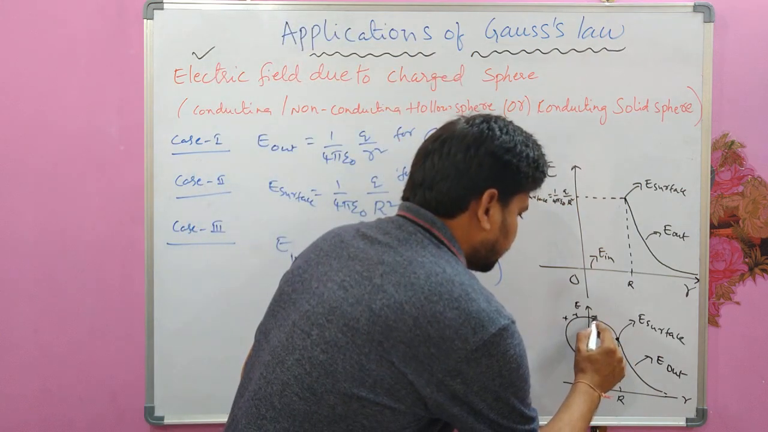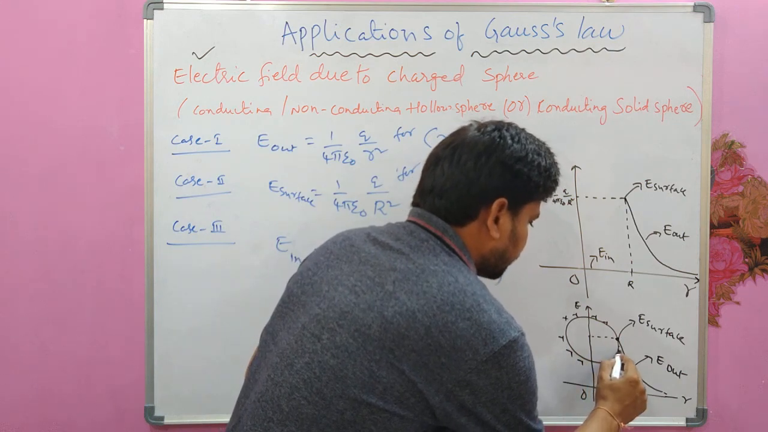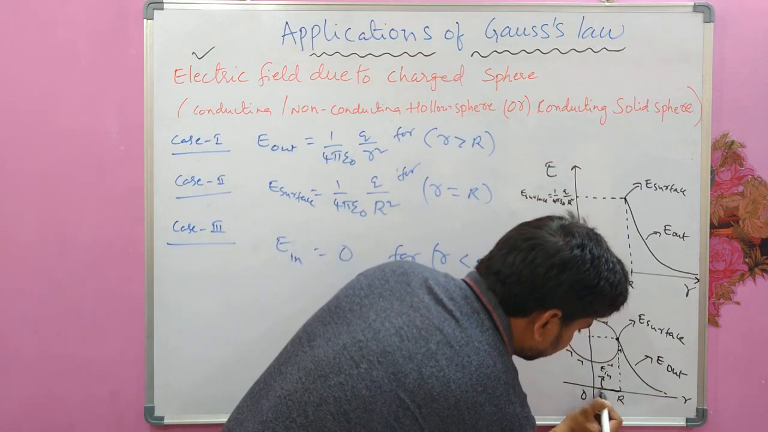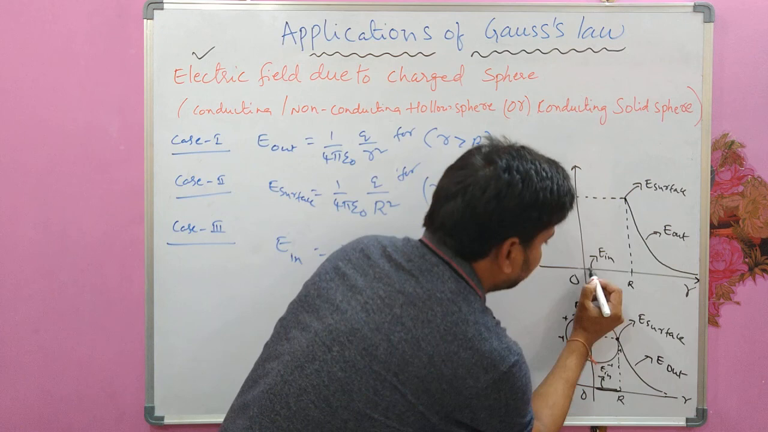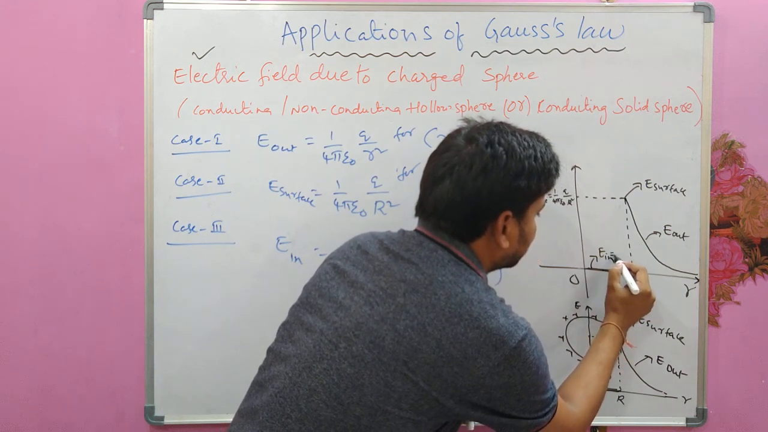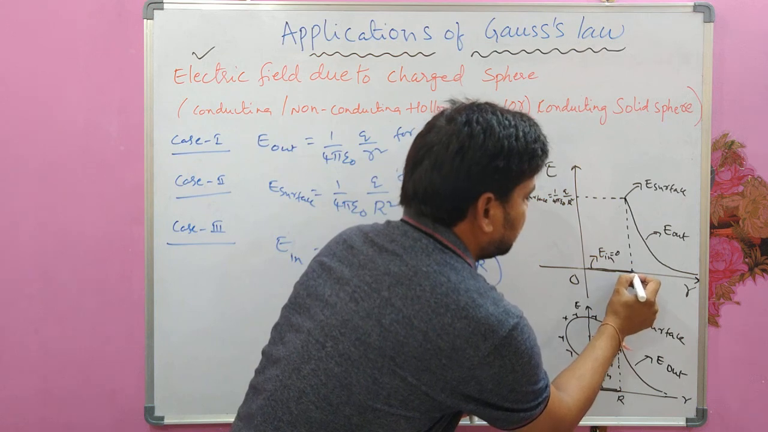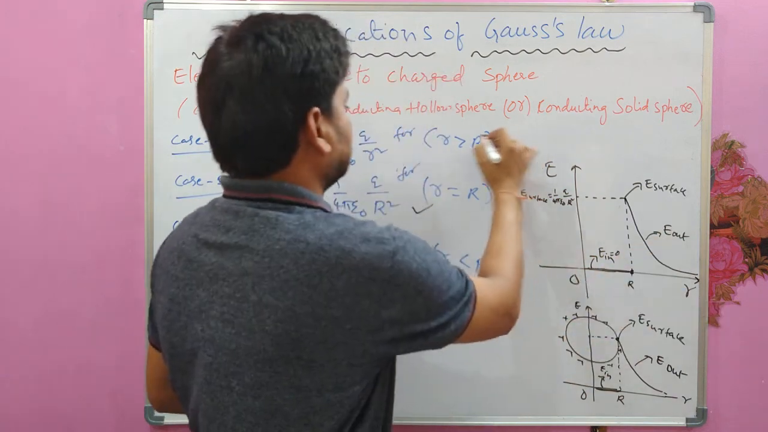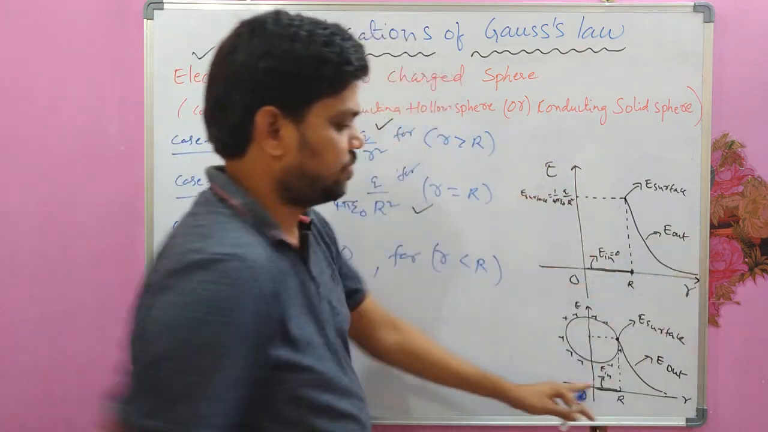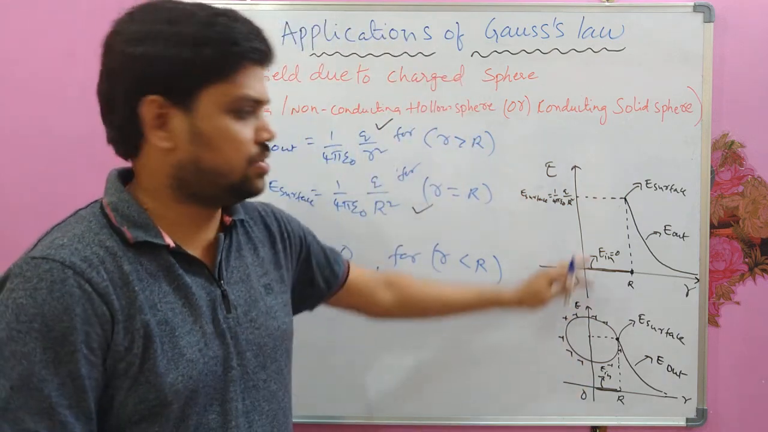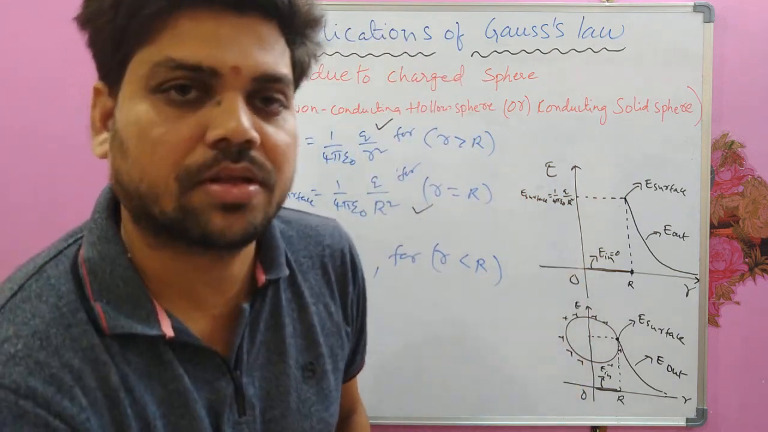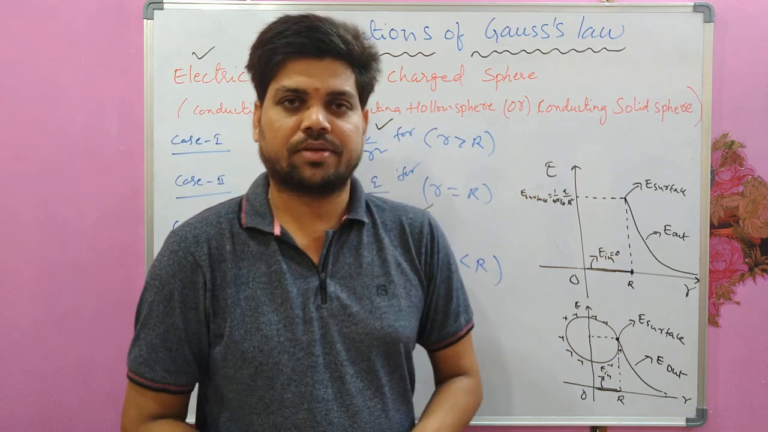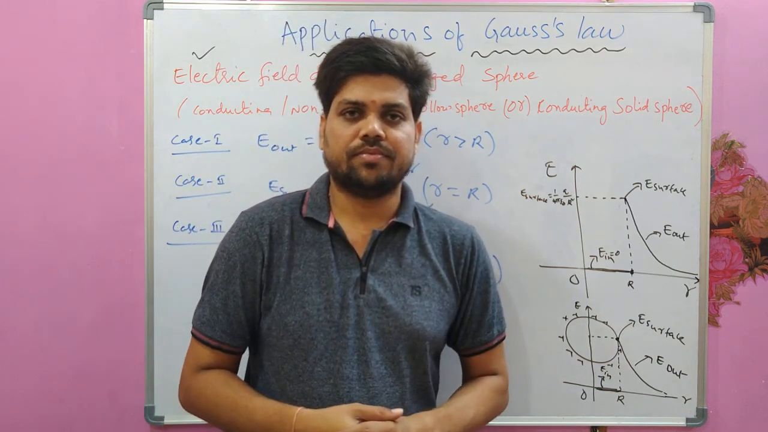The charge is like this. E in is this. There is no electric field up to this. Electric field is 0. And once it reaches this, it is equal to this. And once it crosses this, it is equal to this. Both are same graphs. Okay, so this is how we have to make use of Gauss law to calculate electric field. Hope you have understood. Thank you very much.